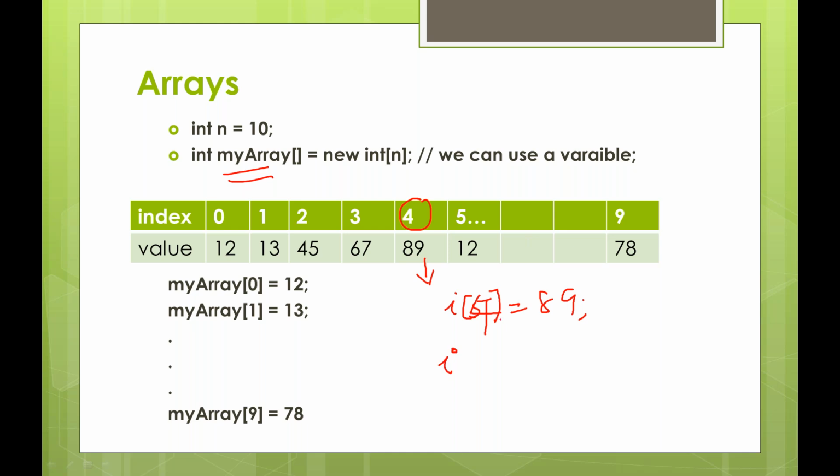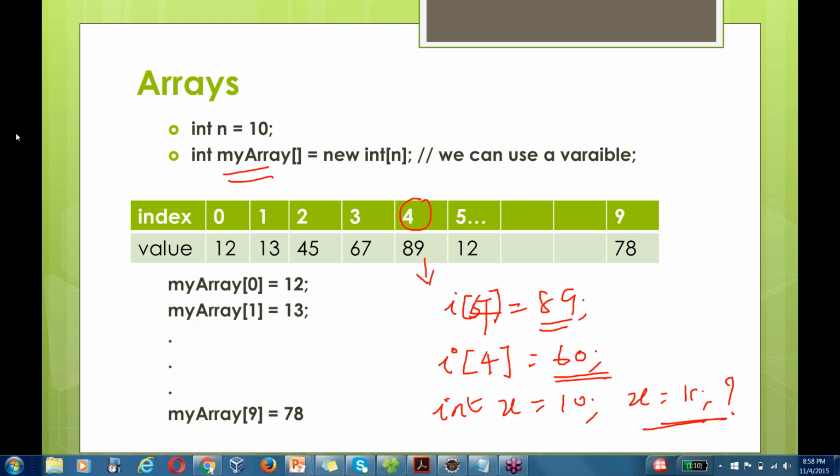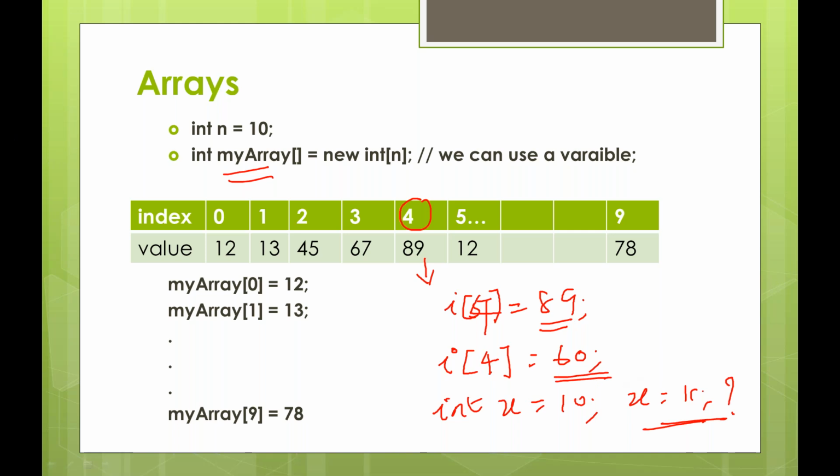I already have a value 89, right? Can I assign another value to I of 4? It is like asking this question: I have int x is equal to 10. Can I do x is equal to 11? Can you answer, Ram? You want me to unmute you? I have unmuted you, Ram. Hello, Vikram. Yeah, I think it will overwrite with the new value. Yes, it overwrites with the new value.